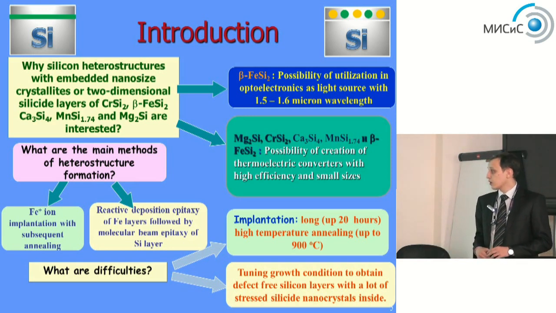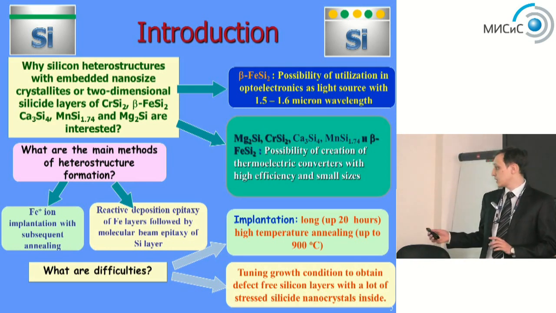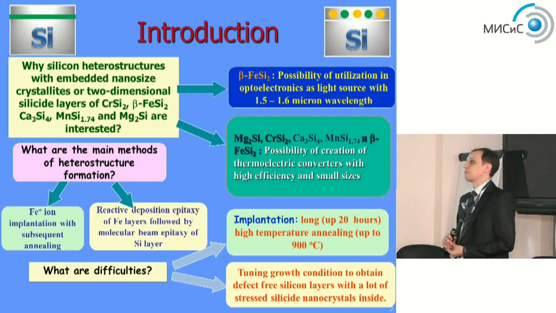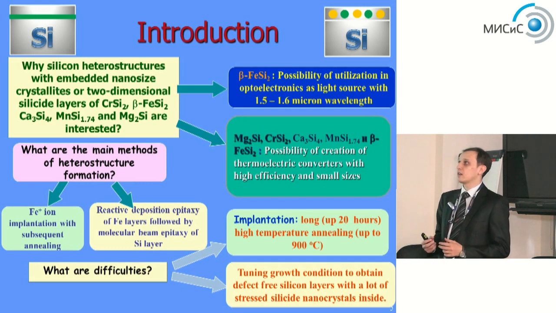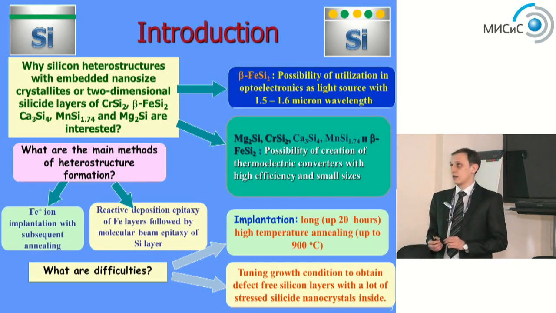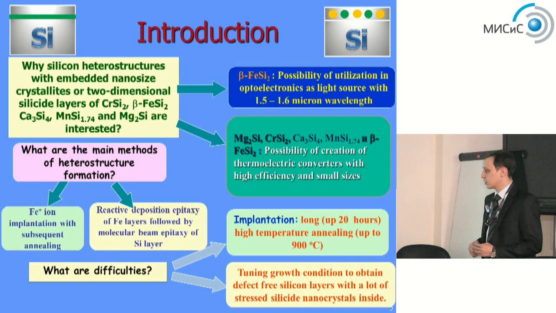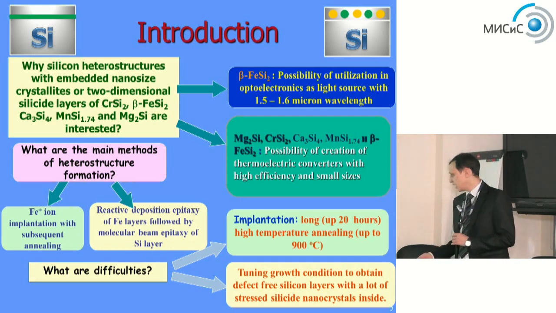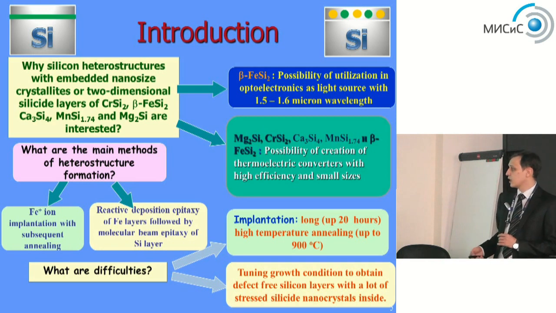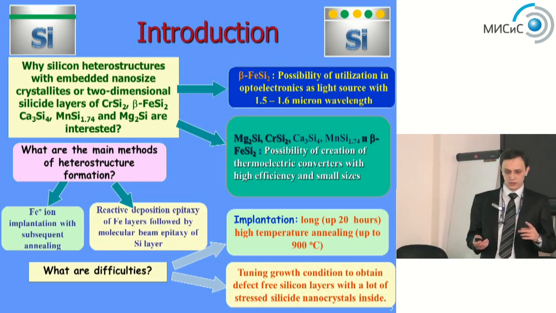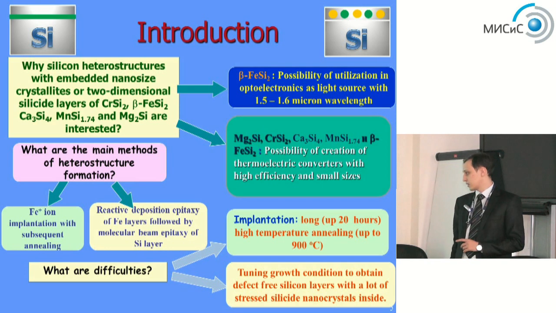And if we use molecular beam epitaxy, we can grow at low temperature, also without high annealing. But now in the UHV chamber, we can grow a one micron layer in about 8 or 10 hours. It's a very long time for creation of heterostructures. And if we use molecular beam epitaxy, we can grow a structure without dislocations, without other defects.